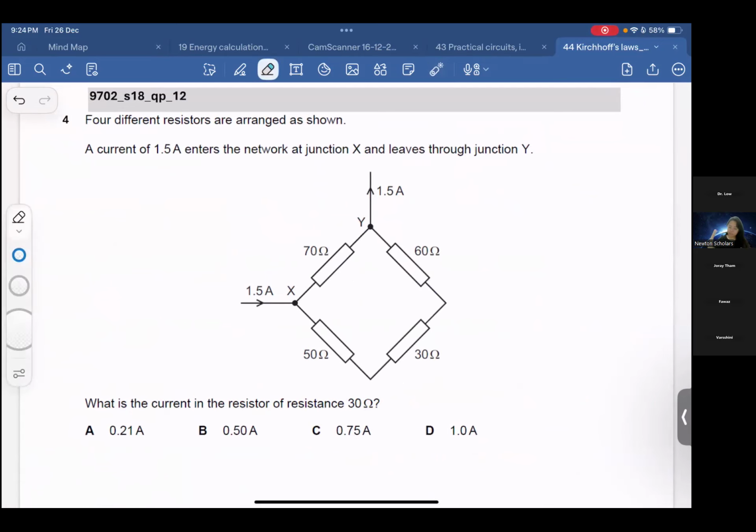2018, 4 different resistors are arranged. A current of 1.5 goes in, then out from the junction Y. What is the current in the resistor of resistance 30 ohm? So that means, what is the current here? Okay, try. Those who have no ideas, refer to me. I redraw the circuit and show you.